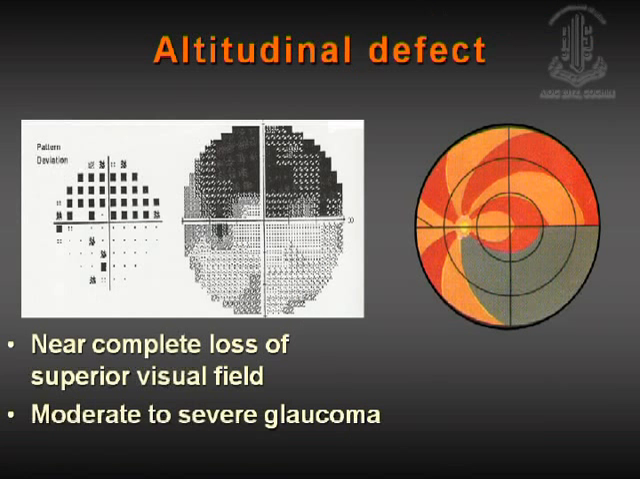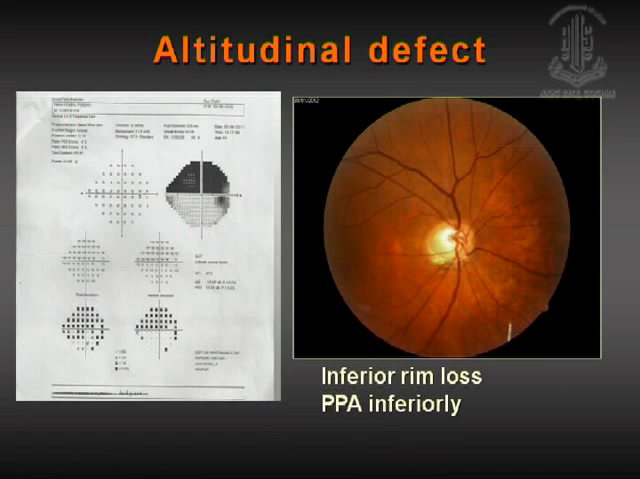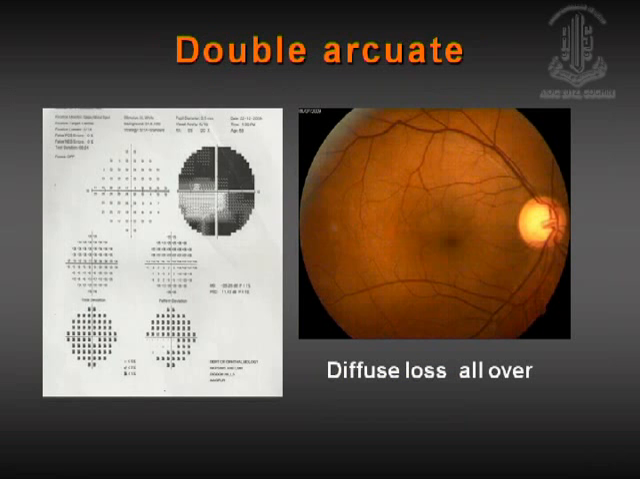We get altitudinal defect. It is near complete loss of superior field because all the fibers from here to here are damaged, and hence we get, on the opposite side, complete hemifield loss, which is seen in moderate to severe glaucoma. This is a picture showing inferior complete loss of the neuroretinal rim of the disc with peripapillary atrophy, and you get a typical superior altitudinal defect.